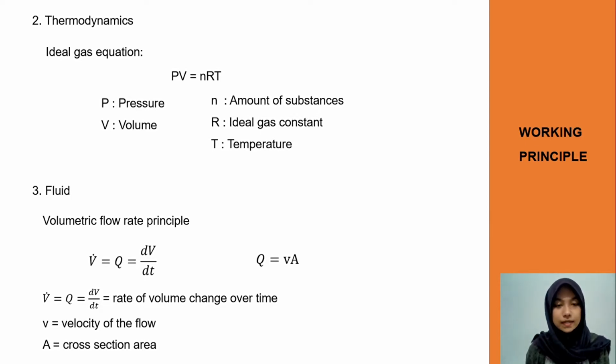The third experiment is about fluid dynamics. Here the formula used is the volumetric flow rate principle, which is V dot equals Q equals dV over dt, and this is the rate of volume change over time. Q equals V times A, where V is the velocity of the flow and A is the cross-section area. By using this working principle, we can see that as the area changes, there will be a proportional change in the volumetric flow rate.